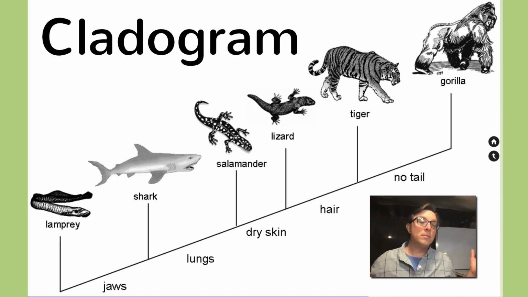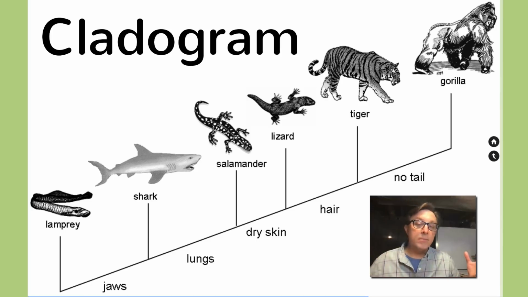Something that we could take from this cladogram is that tigers and gorillas are more closely related than a salamander and a gorilla. That certainly makes sense, since tigers and gorillas are both mammals, and a salamander is an amphibian, so it's a little bit further away.